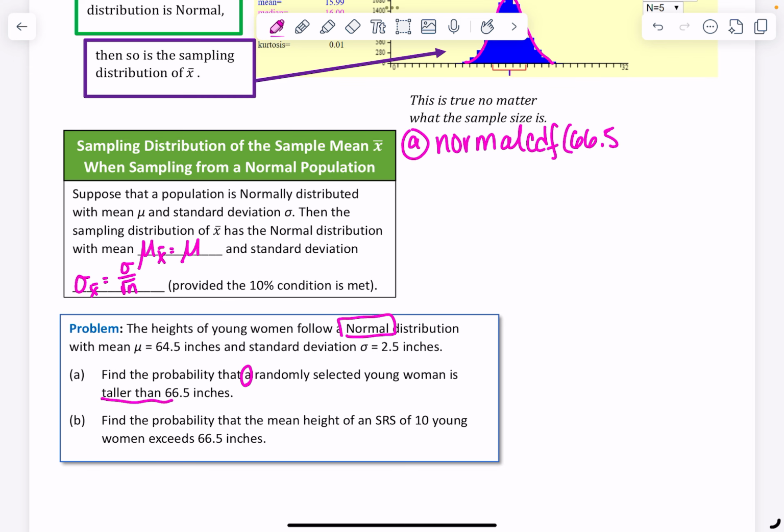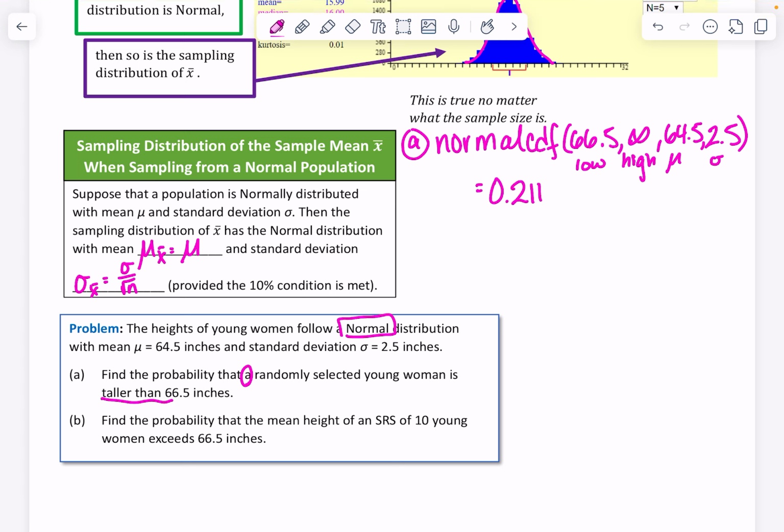So normal CDF, 66.5 is going to be our low, and since it's taller, our high is infinity. Our mean is 64.5, and our standard deviation is 2.5. You type that in, and we end up with 0.2119. So there's like a 21% chance that a woman is taller than 66.5 inches.